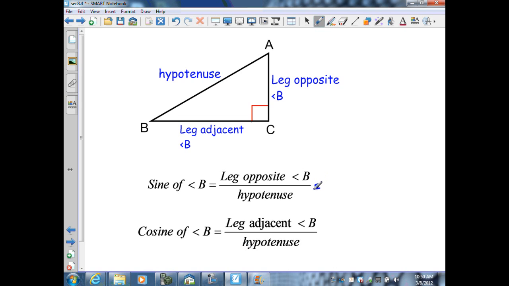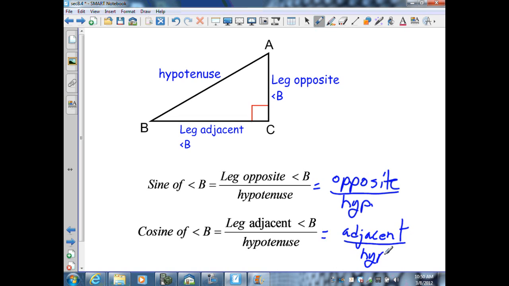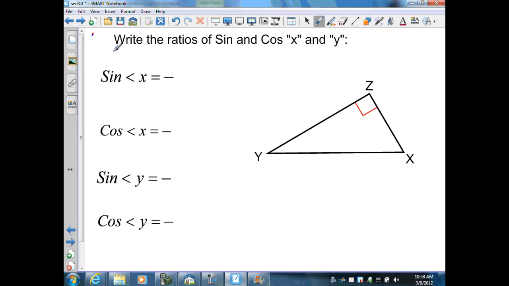Or we could write a shortcut as opposite over hypotenuse. Of course, we don't have to write a leg because we already know that. Here we could write adjacent over hypotenuse. And what we want to do is determine angle and side measures in similar fashion as we did in the trig ratio of tangent. On this example, we want to write the ratios of the sine and cosine of angle X and angle Y. Here we have the sine of angle X and the cosine of angle X.